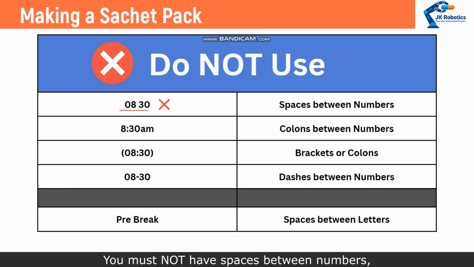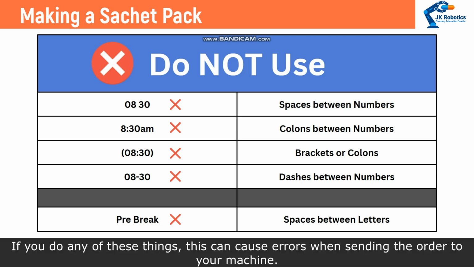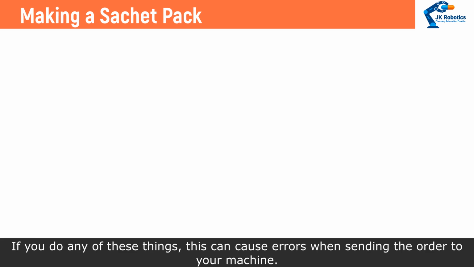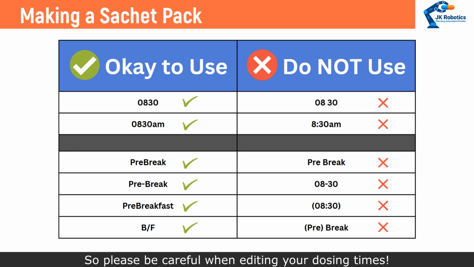You must not have spaces between numbers, colons between numbers, brackets or colons, dashes between numbers, or spaces between letters. If you do any of these things, this will cause errors when sending the order to your machine. So please be careful when editing your dosing times.